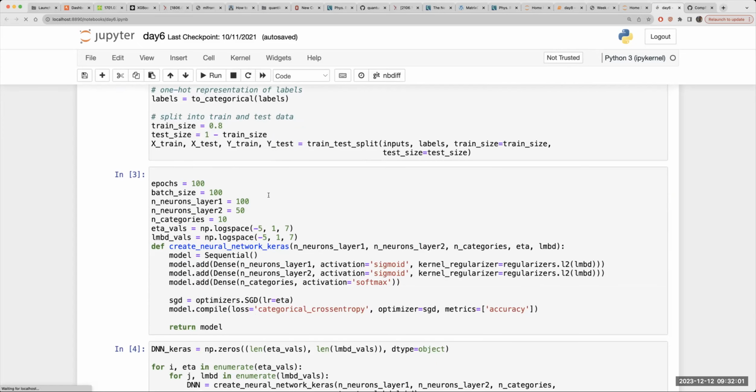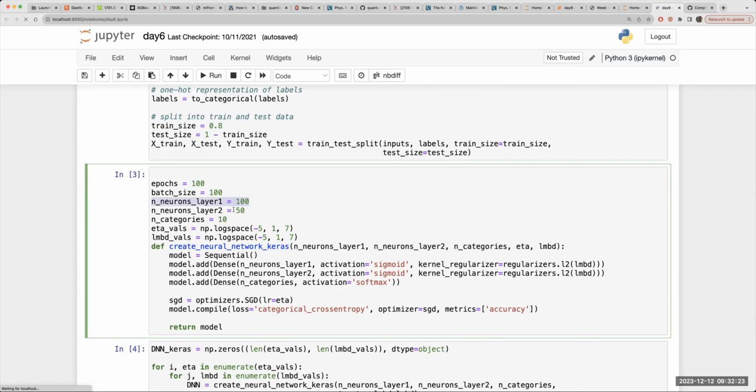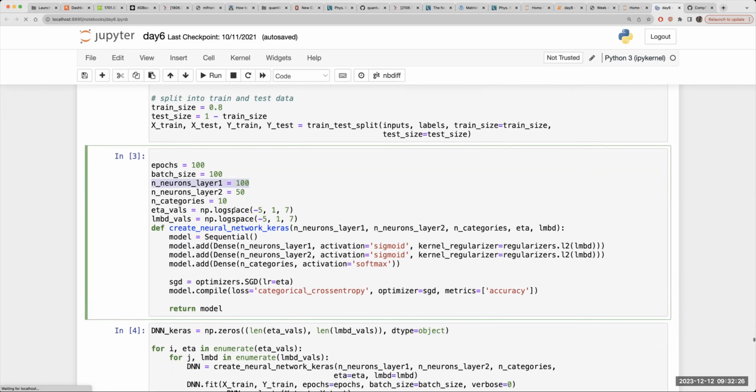And here we are going to use Keras. So we are running this with a stochastic gradient descent with 100 epochs, a batch size of 100. I'm going to run this calculation with two hidden layers. We have categories, which defines the outputs. And then we have 100 nodes here and 50 here. I'm essentially going to use the same activation function in each hidden layer.